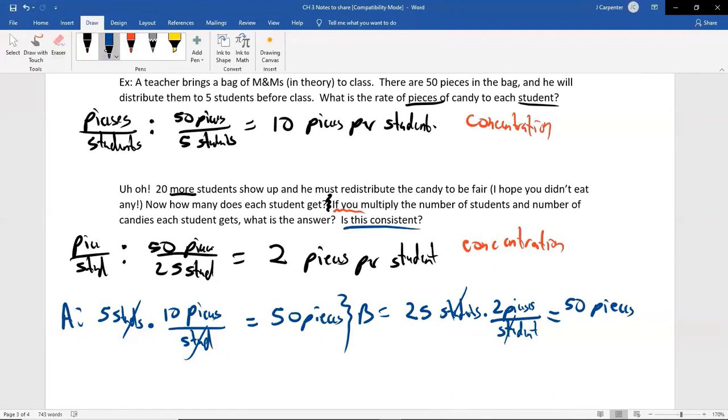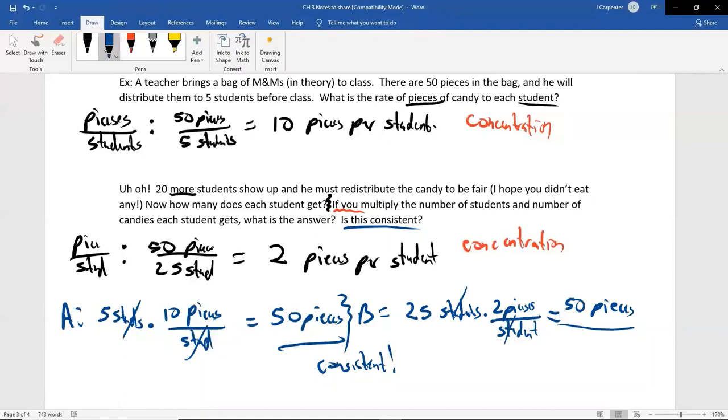Is this consistent? 50 pieces under case A, 50 pieces under case B. It is consistent. What is the point of all of this candy nonsense? What's the point of this concentration stuff?